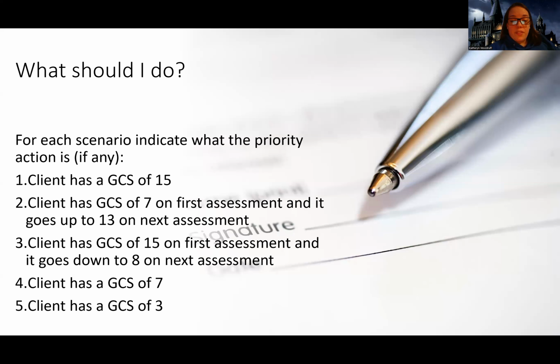Client has a GCS of 15 on the first assessment and it goes down to 8. So we like our GCS high. We like a high level of consciousness. We don't want a low level of consciousness. So the GCS going down is concerning, and I would need to probably call the doctor. Depending on the patient and the reason, we'd need to definitely look into what the cause is for this.